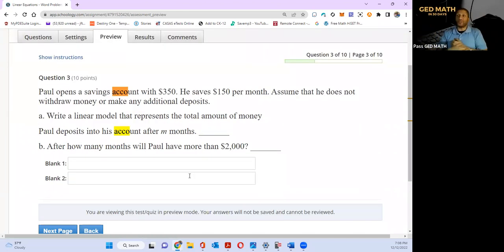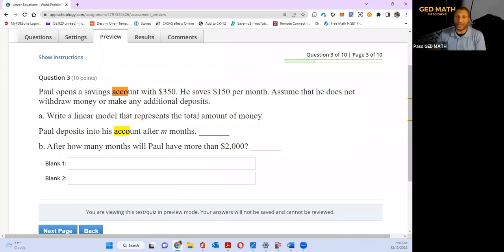Paul opens a savings account with $350. He saves $150 per month. Assume that he does not withdraw money or make any additional deposits. Write a linear model that represents the total money Paul deposits to his account after m months, right?